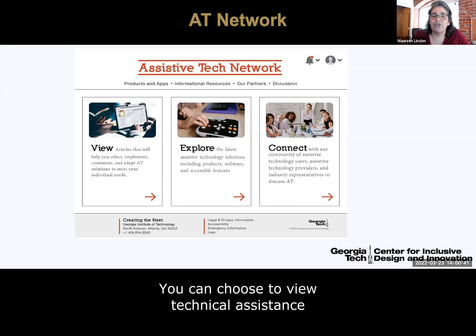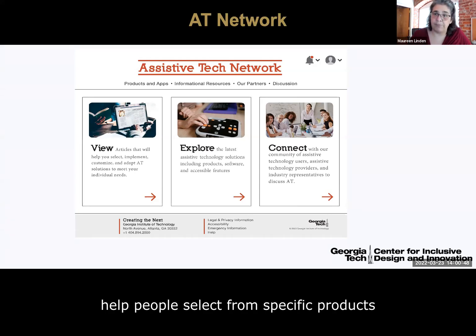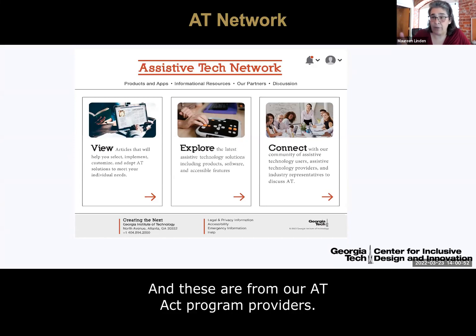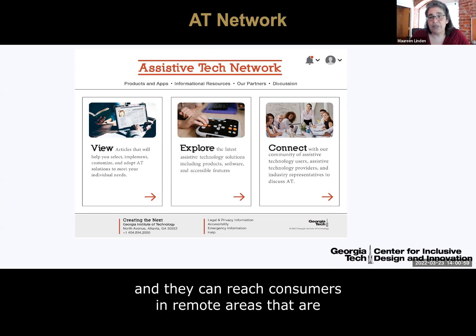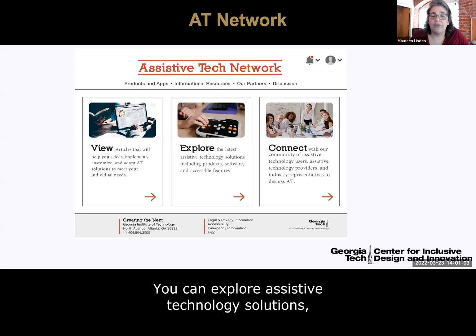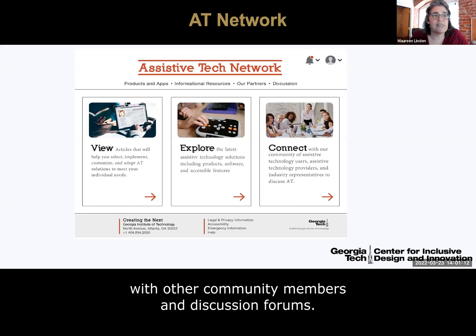You can choose to view technical assistance articles that people have written to help people select from specific products within a specific type of technology. And these are from our AT Act program providers. The idea is once they get up on the network, they have a much broader reach, and they can reach consumers in remote areas that are maybe hard for them to get to on a practical level. You can explore assistive technology solutions. That's the AT network product listing itself. And you can connect with other community members in discussion forums. Next slide.